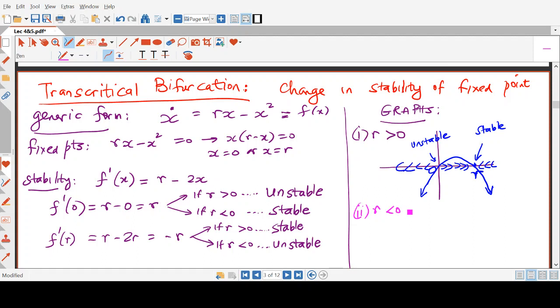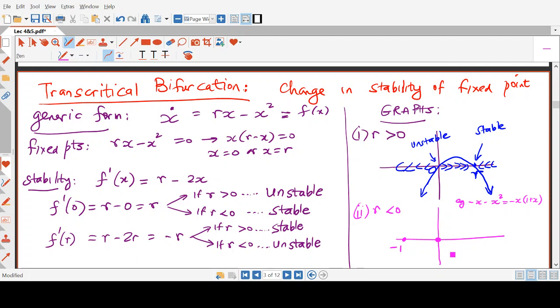If you take r less than 0, the game is slightly different now. Take, for example, minus x squared. It's still minus x squared that dominates, so it's still an upside-down shape. You can take your own example. It becomes minus x into 1 plus x, so the roots will be 0 and minus 1 now.